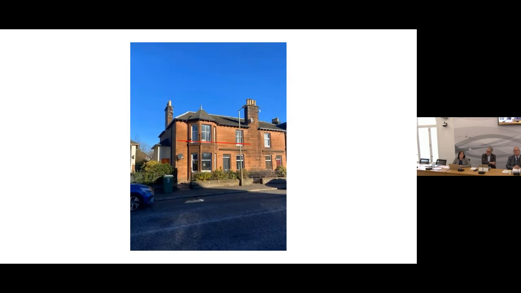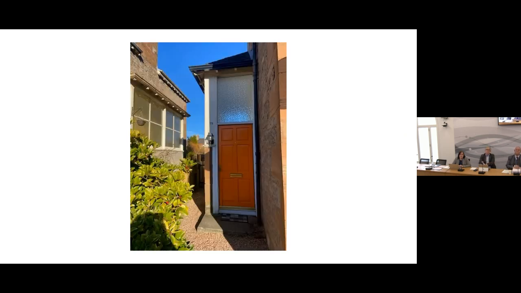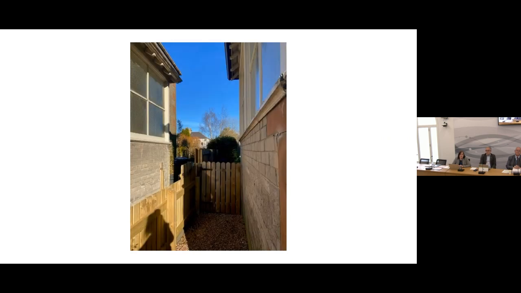Next slide, please. And this is from the front, and you can now see the separate access to the upper floor flat to the side of the building on the left-hand side there. Next slide. And then this is that separate access to the side of the property that takes you directly up to the first floor flat. Next slide. And then this is as you come round to the back of the property, communal pedestrian access round to the rear.